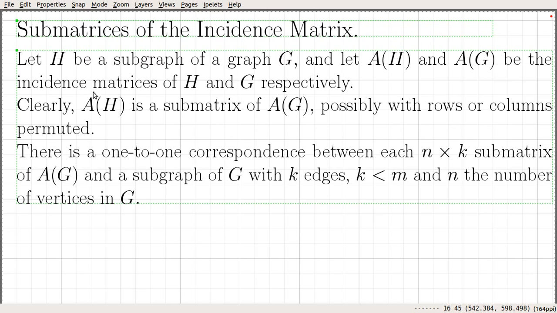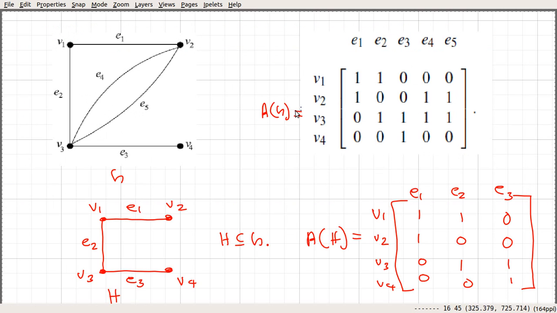So we can very clearly see that this matrix A of H is a submatrix of A of G, possibly with rows and columns permuted. But the most important thing is that A of H is a submatrix of A of G. So let's see whether that is true here. If you look at this matrix, we can see that it occurs as a submatrix of this matrix, right? In this case, that submatrix happens to be this particular thing.